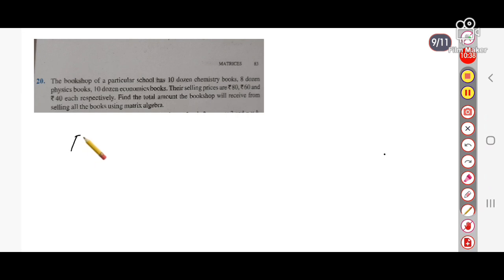Assume the matrix to be A. The amount of books sold will be the matrix A. That is, A denotes the amount of books sold, right? So first we are taking chemistry books into the context. So it is 10 dozen, then 8 dozen, then 10 dozen of economics books.